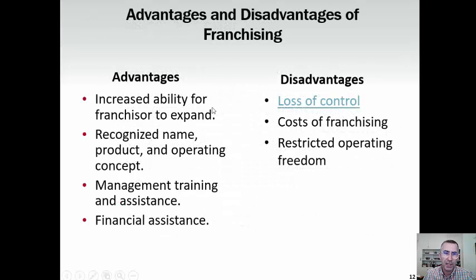What's good about it, again, is increased ability for the franchisor to expand. Many franchisees are interested, which means that if you're a franchisor, you can really expand your business quickly as franchisees keep gobbling up locations. There's a recognized name, product, and operating concept. So think about something we call brand equity in marketing, right? Brand equity.